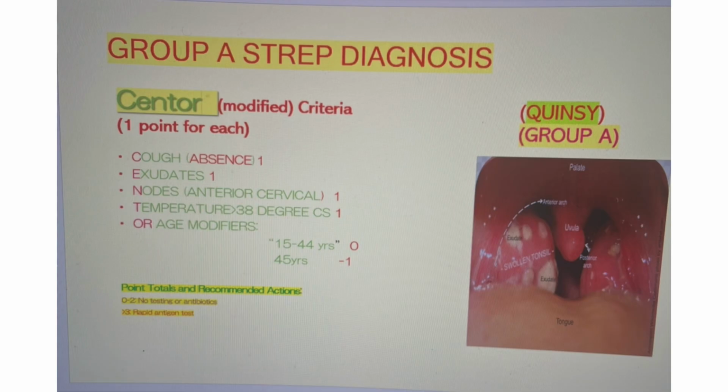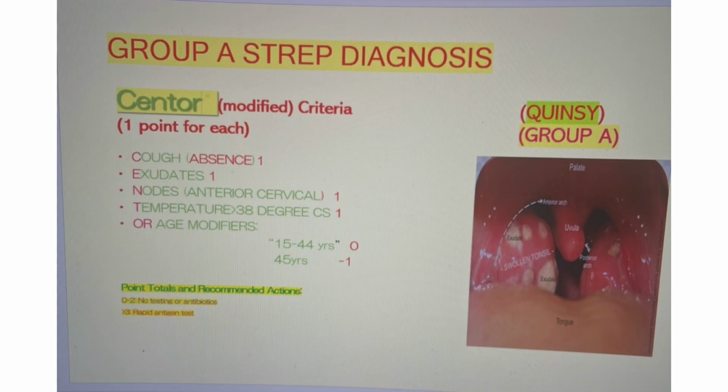Next, coming back to group A strep diagnosis, we can remember the mnemonic CENTOR. As I show in the slide, the first letter, C as in cough: absence of cough gives 1 point. So don't forget that anymore. There will be absolutely no cough if it is group A strep throat. Then exudates, tonsillar exudates, as you see in the picture.